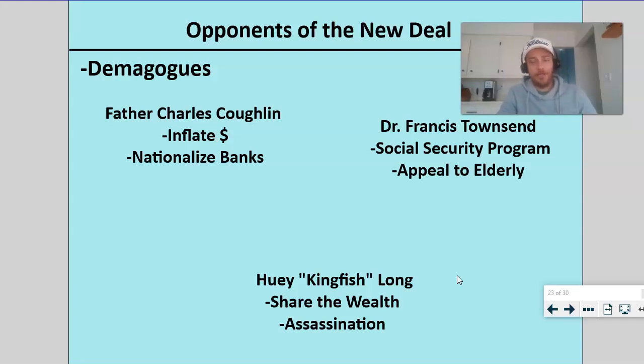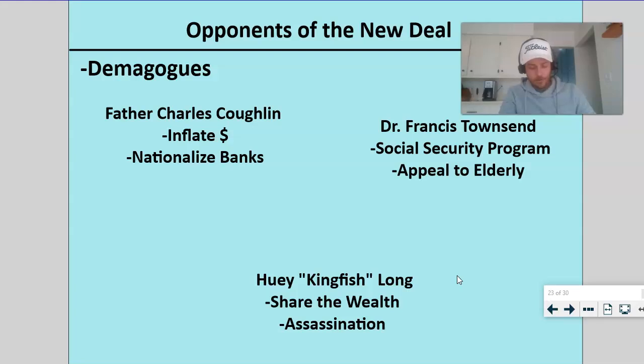We can reference Hitler again, right? All we need to do is take control of the banks, take power away from the Jews, and Germany's going to be okay again. We all know where that went, right? Kingfish Huey Long says all we need to do is basically institute socialism, tax the wealthy, give everybody money, everything's going to be okay, don't ask me about how I'm going to do it.